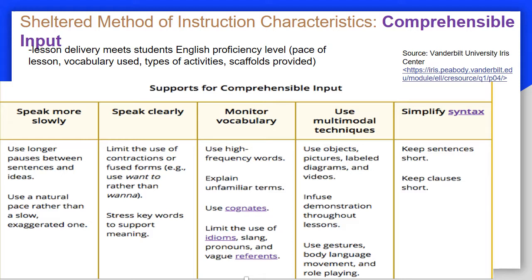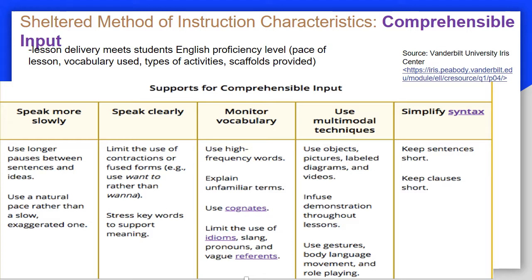Based on the scaffolds and supports the teacher provides, all of the content is understandable to the students of different language abilities. And so here are some suggestions or ways that you can provide comprehensible input under the sheltered method of instruction. And this comes from Vanderbilt University. And this is a shout out. That was actually my graduate university for my doctorate degree, so I'm a proud Commodore. So anyway, this came from my university, and let's discuss it a little bit.